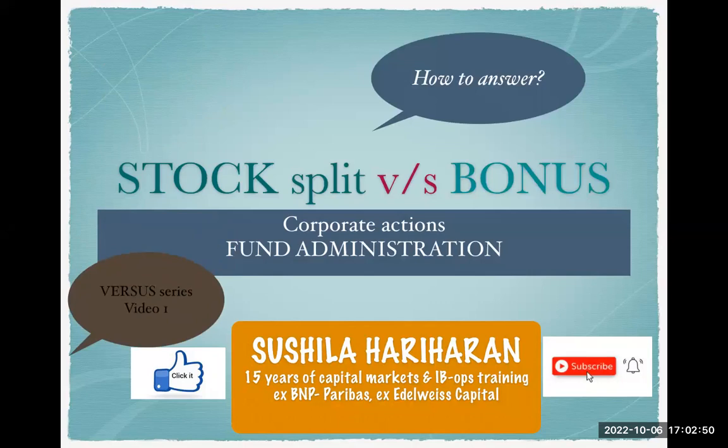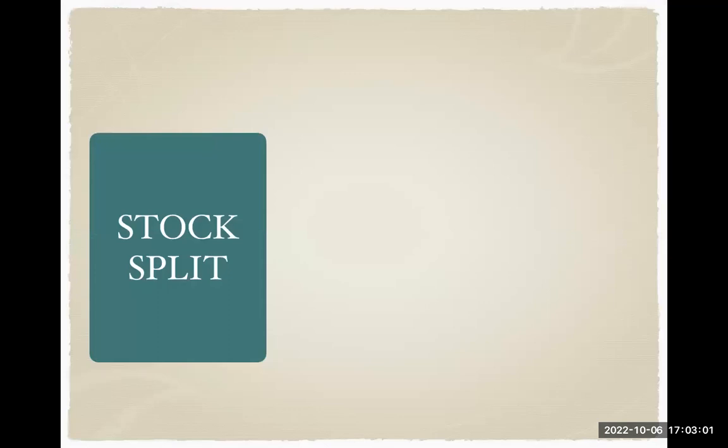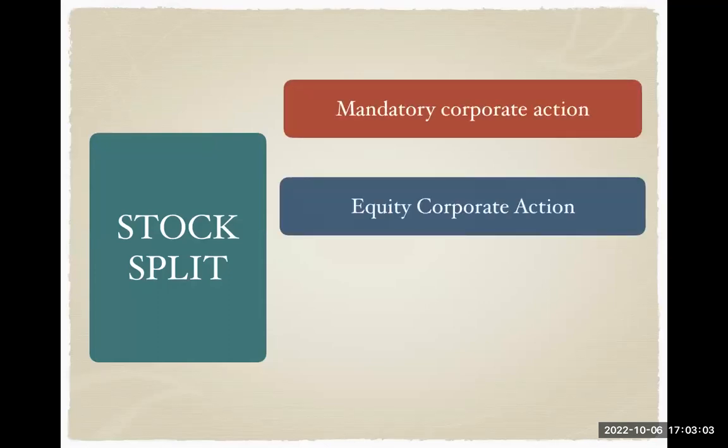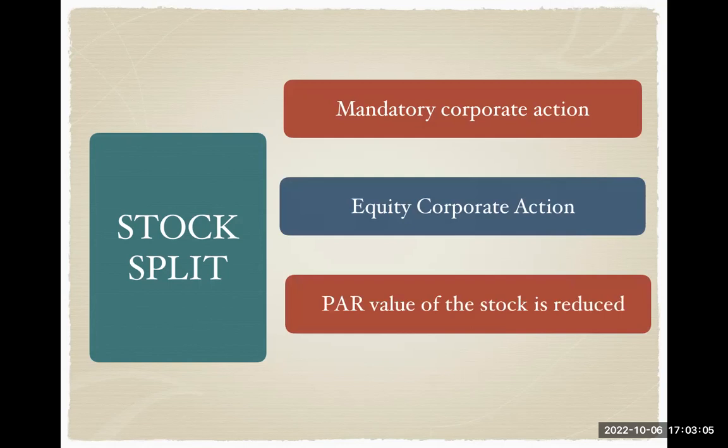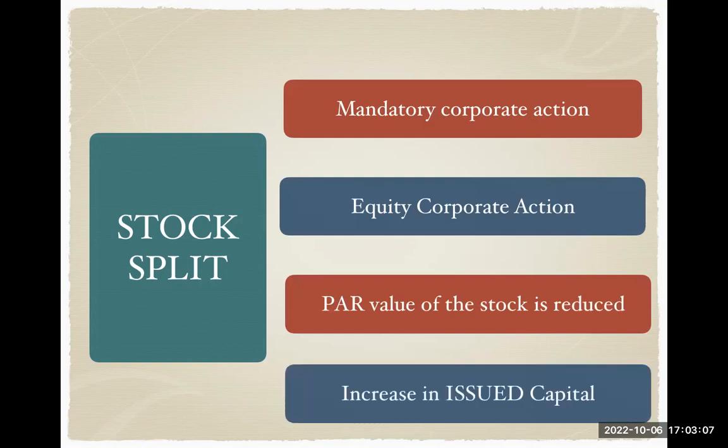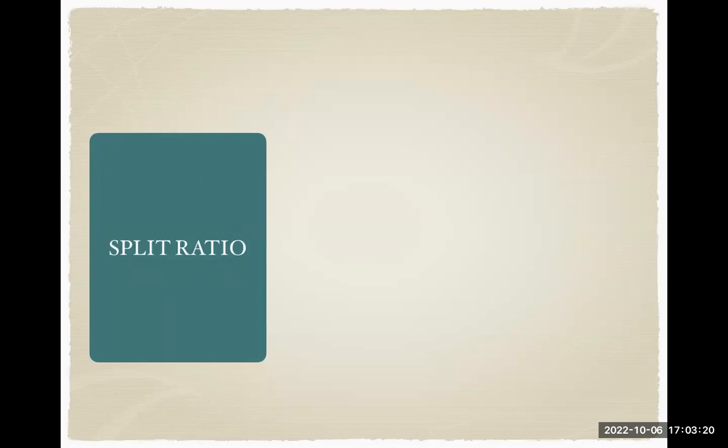Hello, everybody. In this versus series, we're going to differentiate between key financial terms or key accounting terms. Let's take a look at what is a stock split. A stock split is a mandatory corporate action that affects all equity instruments. The par value of the stock is reduced and therefore there's an increase in the issued capital. This is an accounting entry wherein the par value of the company stock is reduced. And these are the four mandatory things that you must mention if you're asked what is a stock split.